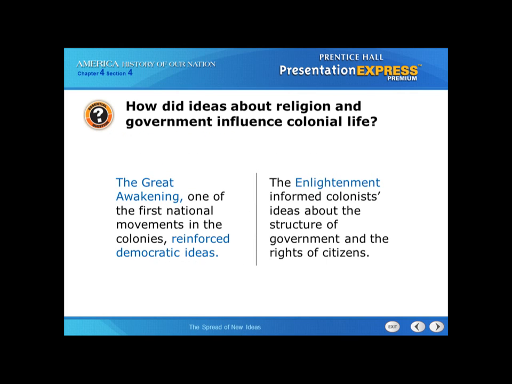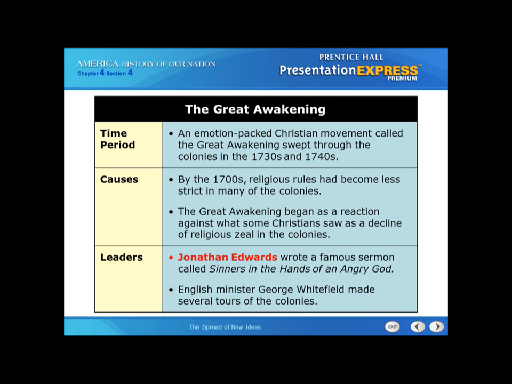The Great Awakening was one of the first national movements in the colonies. It reinforced democratic ideals. The Enlightenment informed colonists' ideas about the structure of government and the rights of its citizens. The Great Awakening was an emotion-packed Christian movement, and it swept through the colonies for about a decade. As time went on, many of the colonies became less religious, and this was a way it awakened people to the reality of life, God, the Bible, etc.